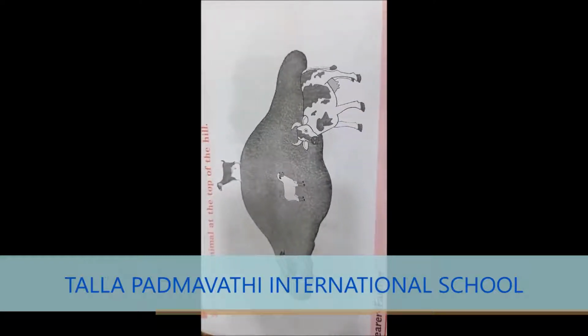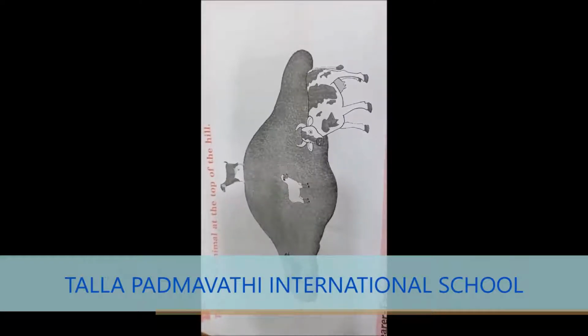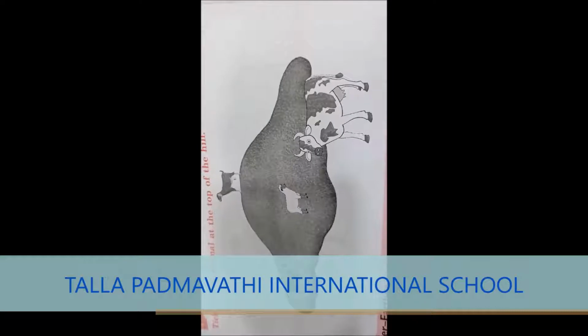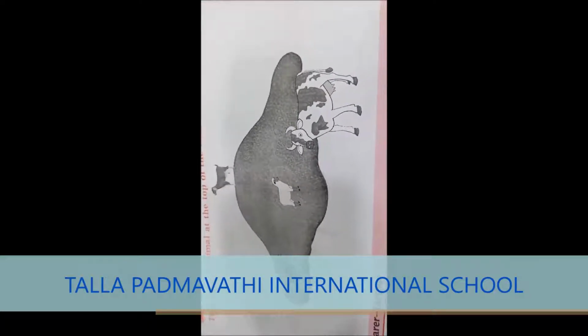Now children, there is a little homework for you. You need to draw a picture where you are going to show a bird which is on the top of the tree and the butterfly at the bottom of the tree.